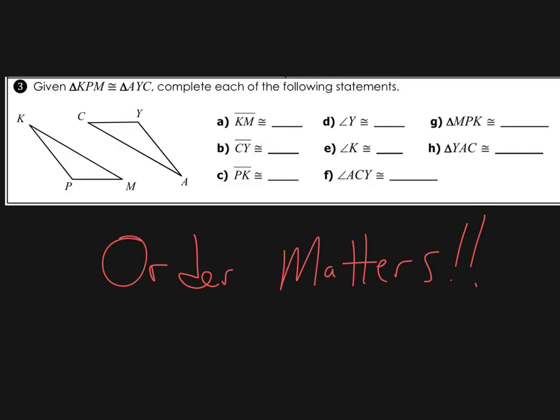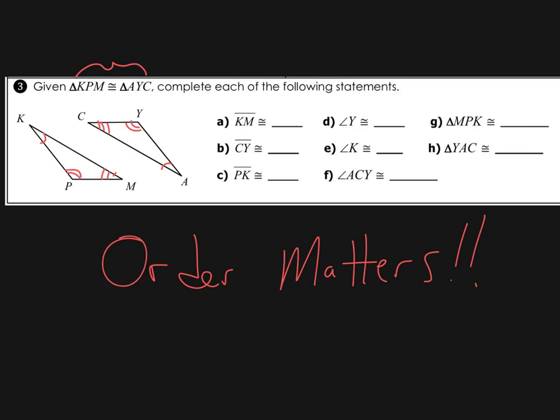Now we're ready to take this to another level. So we have this congruency statement up here. This is going to be key. I know that angle K matches up with angle A, so I'm just going to put a little arc here and a little arc there. And I know that P matches up with Y, so I'm going to put 2 marks here and 2 arcs there. And then M matches up with C, so I'm going to put 3 here and 3 here.